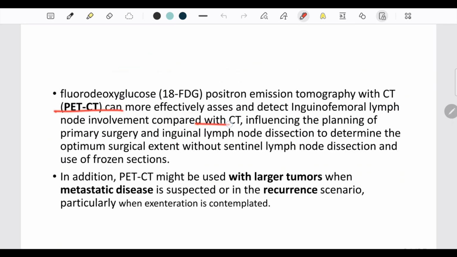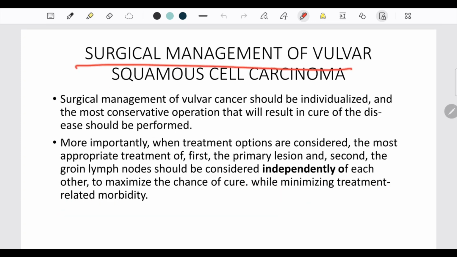PET CT scan is more preferred over CT scan to assess and detect inguinofemoral lymph node involvement, as it also detects metastatic disease in large tumor and in recurrence scenario. Surgical management of vulvar squamous cell carcinoma. Surgical management should be individualized.